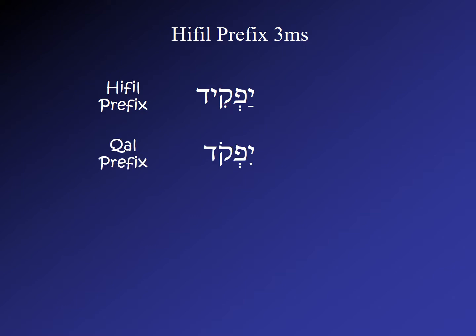Remember that the Qal prefix is yif-kod with a hirek and a holem vav. So yaf-kid in the Hifil, yif-kod in the Qal, and then in the Piel, of course, yefaked with this shva, as well as the doubled middle radical. So yaf-kid, Hifil, yif-kod, Qal, yefaked, Piel. Each of these is pretty distinct from the other if you just pay attention to the characteristic vowels.